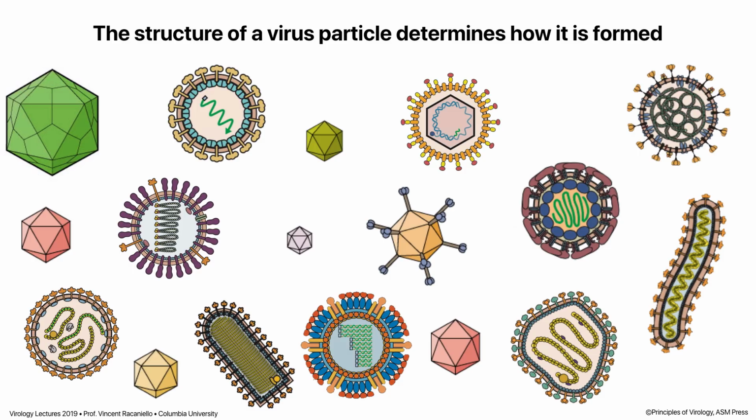You know, we have naked icosahedral particles or enveloped icosahedral particles. We have enveloped particles with helical nucleocapsids. And we'll talk about the different ways that these different kinds of virus particles are put together today.